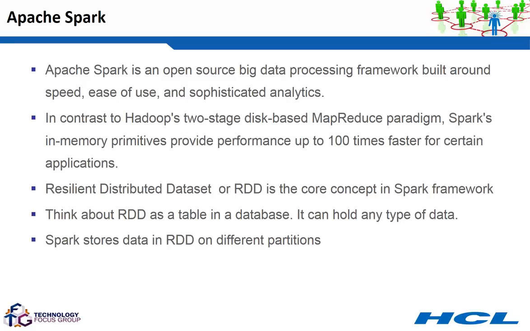Some of the benchmarks on the Apache Spark site show that for a given use case you can see up to 100 times performance gains for Spark as compared to MapReduce. The resilient distributed dataset, or RDD, is the core concept in the Spark framework. So think of an RDD as a table in the database. It can hold any type of data. So an RDD is nothing but a kind of table in memory for your data.